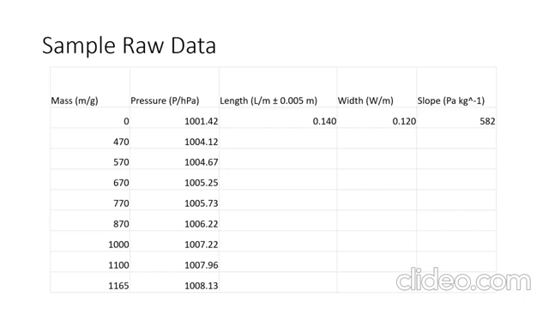Now, the uncertainty for the length is 0.005 meters, or half a centimeter, and this was chosen because when comparing the length of cardboard in contact with the bag when there's no mass on the bag and when there's the maximum amount of mass on the bag, there's a deviation of roughly 1 centimeter. So then the uncertainty will be considered half that, or half a centimeter. Now there's no uncertainty for the width because the width of the cardboard is always in contact with the bag, and the slope will be measured in pascals per kilogram.